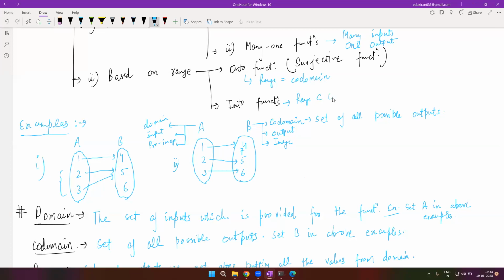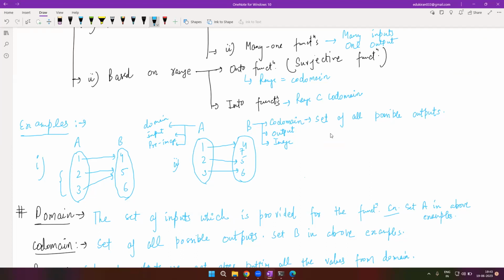Range is a proper subset of codomain. If your range is a proper subset of codomain, then you will say the given function is into. If your range and codomain both are the same, then you say that the function is onto. In simple words, if all the possible outputs are your actual outputs also, then you say the given function is onto.